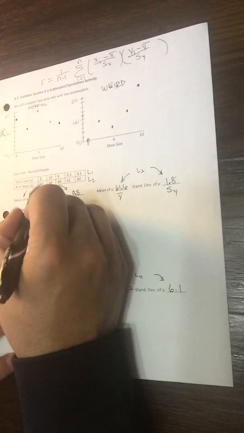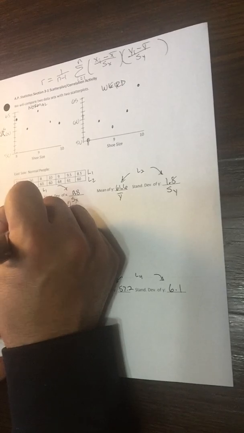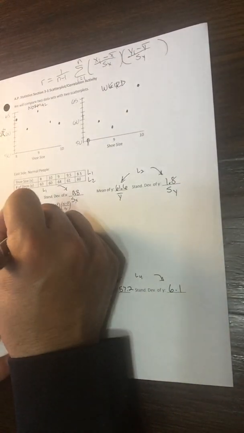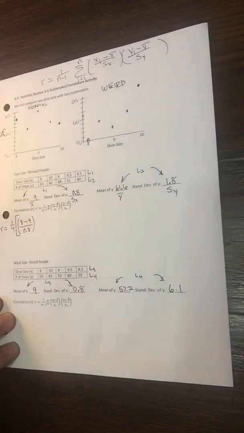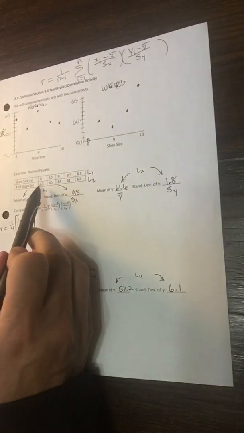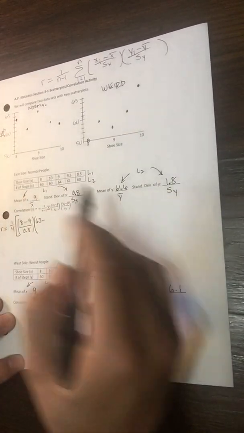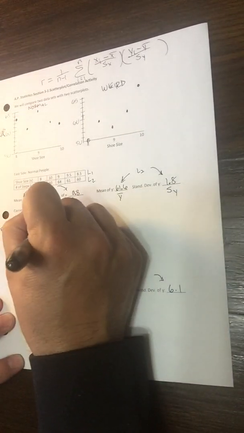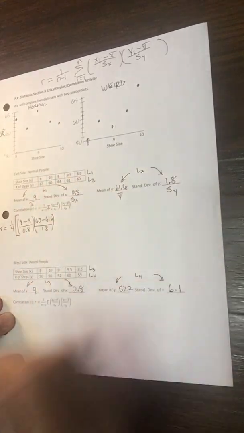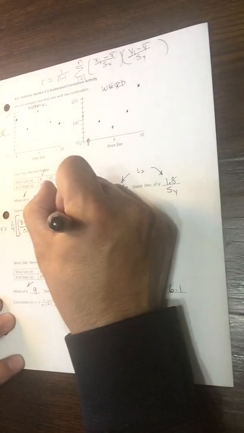And here we go. For the point 8 comma 63, I'm going to have 8 minus the mean of 9 over the standard deviation of 0.8. Then it's times the z-score for the 63, so 63 minus the mean, 61.6, over the standard deviation of the y's, 1.8. Once you write this out once, you'll pick up a pattern. The second one, I'll just put a check, we already did that point. The next point is 10, 60.